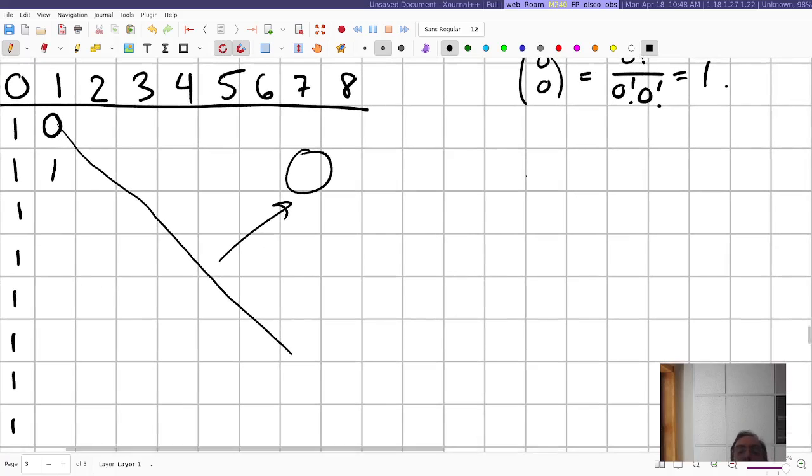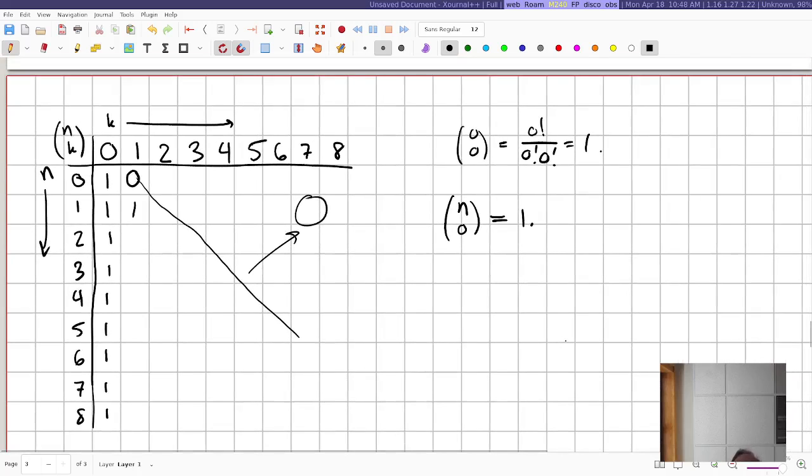I'll just write that over here to record. I'm going to record some general properties that we're figuring out. So n choose 0 is always 1 for any n.